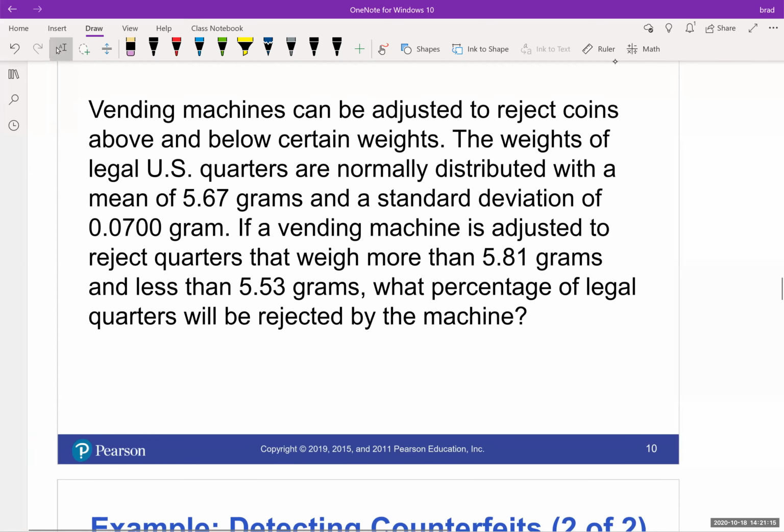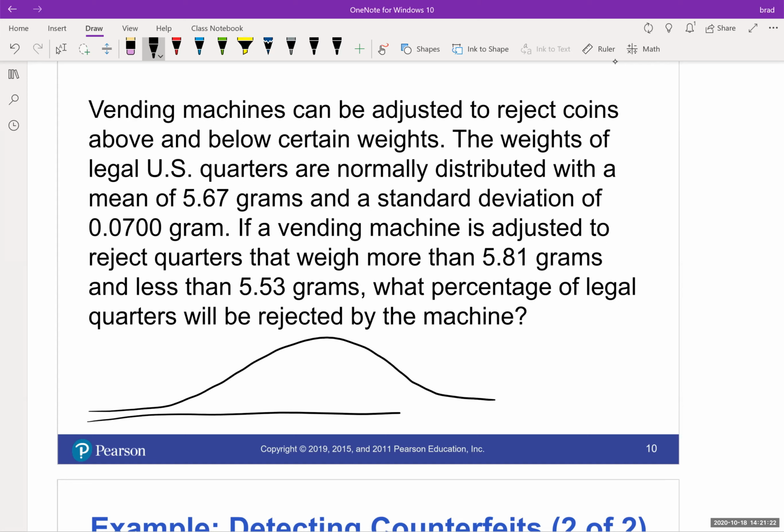So what I would do for this problem is I would draw my graph of the normal distribution, okay? And then right here in the middle is the mean. So normally it's 0. So this is always the mean right here, smack dab in the middle.